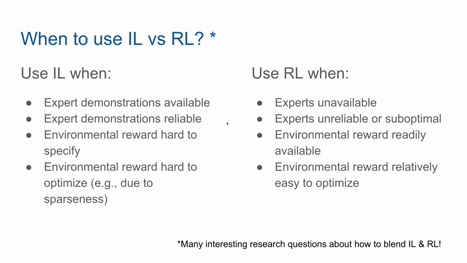So when to use imitation learning versus reinforcement learning. Obviously, when expert demonstrations are available and reliable, you should use imitation learning. When the environmental reward is hard to specify, like you don't even know what a good reward function is, then maybe you want to invest time to collect expert demonstrations, even if they're not readily available. Or if the environmental reward is super hard to optimize, like it's very sparse.